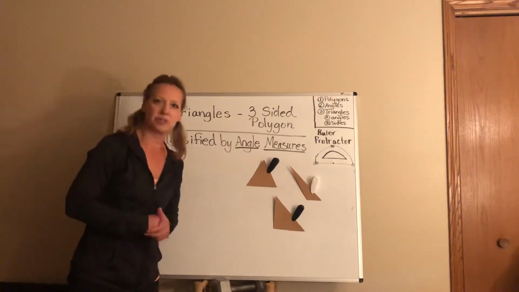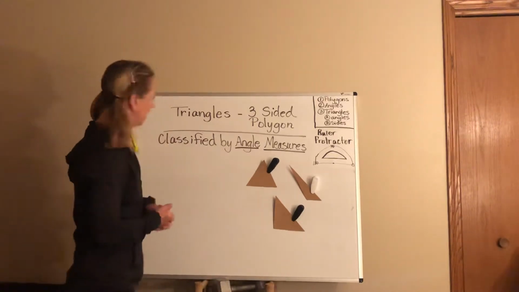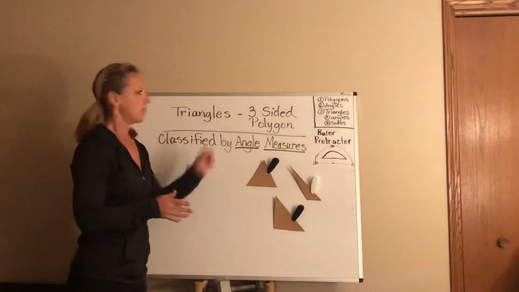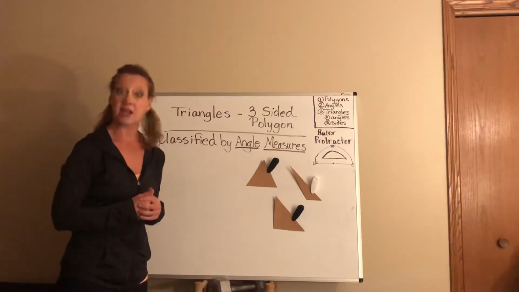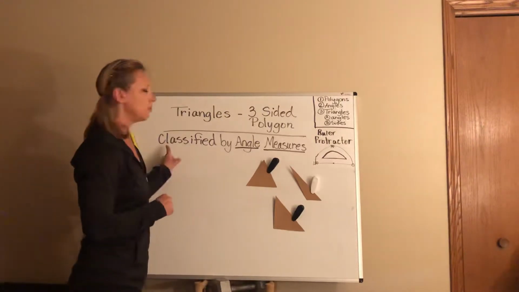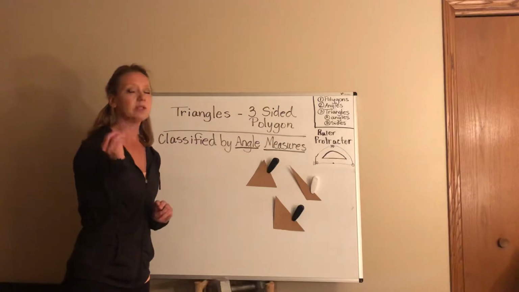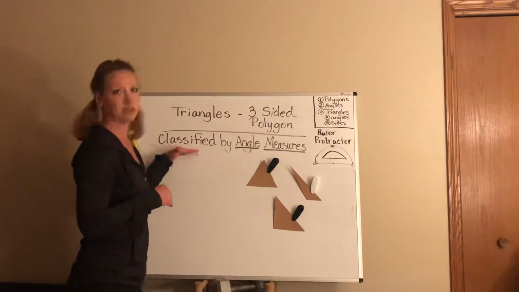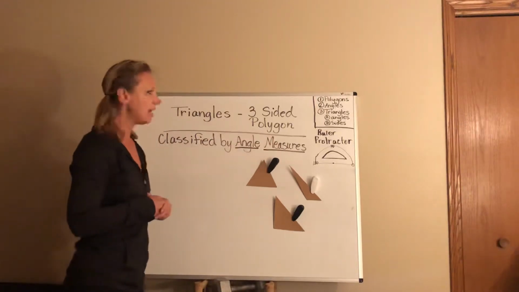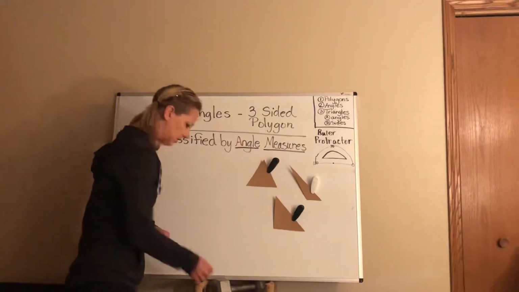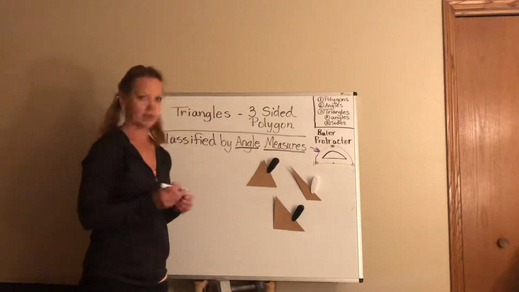Hi guys, welcome to part 2 for geometry, talking about triangles. So, triangles, remember, are three-sided polygons because they are a closed figure and they're made up of 3 sides. You can classify triangles in 2 different ways. So in this part, I would like to talk about classifying triangles by the measurement of their angles. So by angle measurement. And the tool that you use to do that is called a protractor.